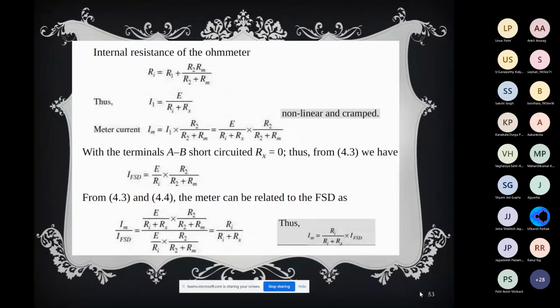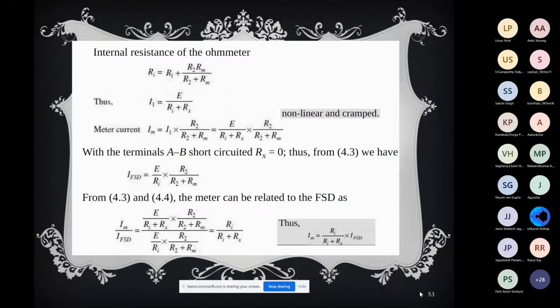That means the meter current Im by the full scale deflection current is Ri by Ri plus Rx into IFSD. So if we know the internal combination of resistance Ri, the unknown resistance Rx, and the full scale current IFSD, we can find the current flowing for that particular resistance at the points AB, that is Im. This is a very simple manipulation with simple algebraic equations and substitution.